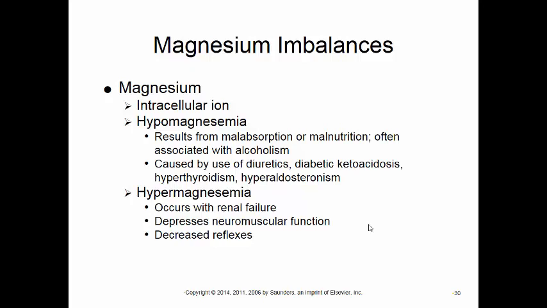However, hypermagnesemia can occur from renal failure, because we cannot get rid of the magnesium, so it causes a buildup, and this can cause a depression of the neuromuscular functions and the reflexes.